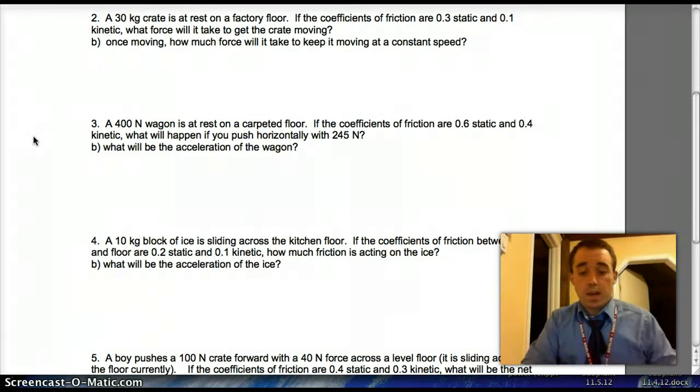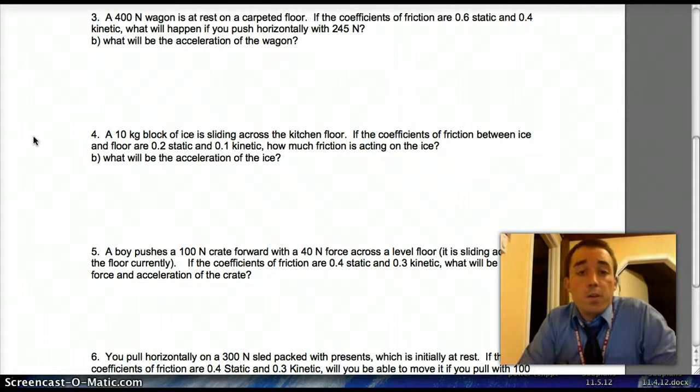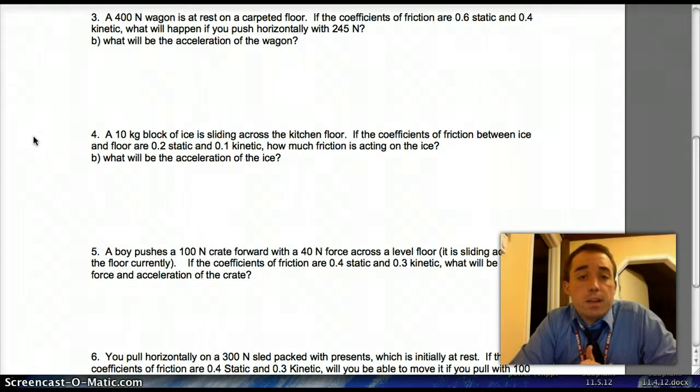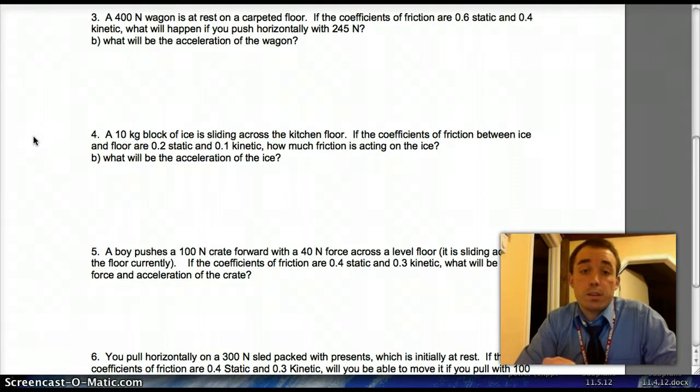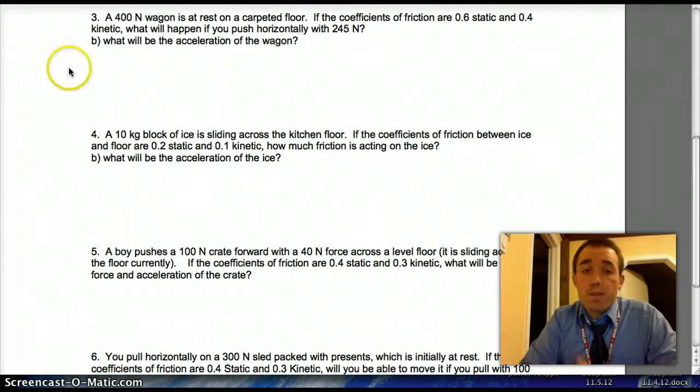Okay, moving on to question 3. Moving right along, doing well. A 400 Newton wagon, that is my weight, is at rest on a carpeted floor. Coefficients given. What will happen if you push horizontally with 245 newtons? And then what will be the acceleration of the wagon? So again, I have to figure out whether this is moving or not. Am I in the static range or am I in the kinetic range?